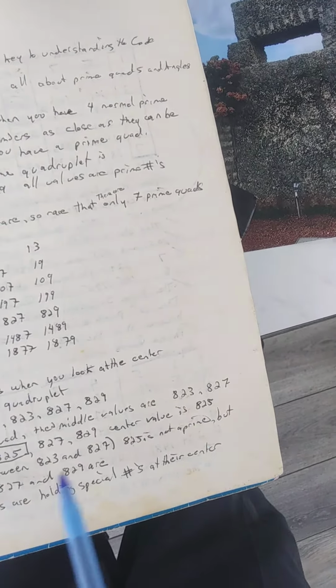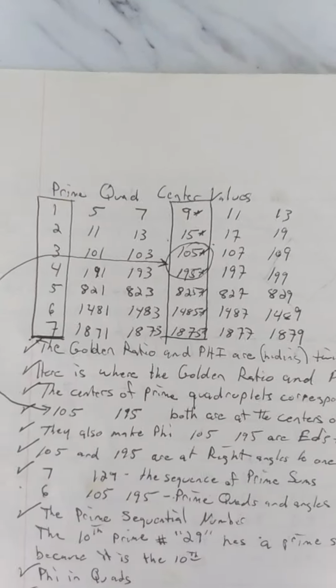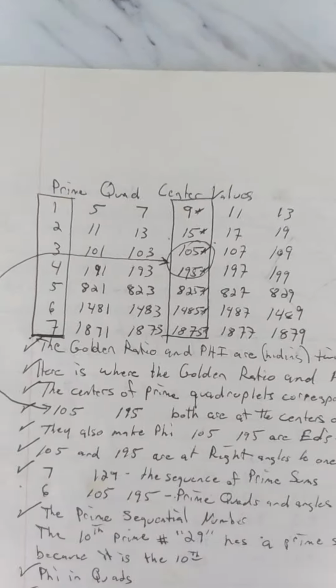So it's centering their numbers. I know this sounds complicated, but this is how it's working. I'm going kind of fast, but this is the breakdown on it. So here's how it works: you see your 105 and your 195 at the prime quad centers.